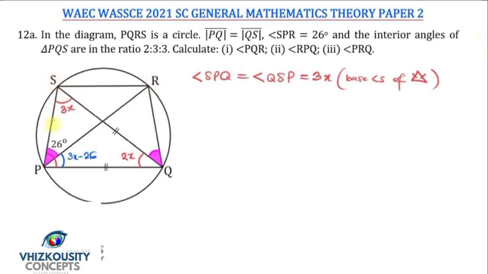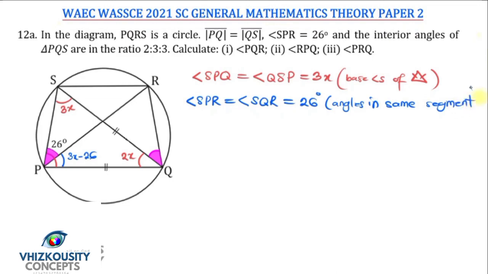We have S going to a point on the circumference, P going to R, then again S going to another point on the circumference, Q going to R. So these are angles in the same segment. So I can also say that angle SPR is equal to angle SQR, and the value is nothing but 26 degrees, because they are angles in the same segment of a circle. So once we have this, we can look at how we can now use this information to try and solve this particular question.